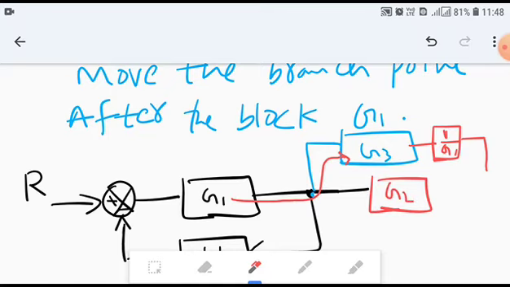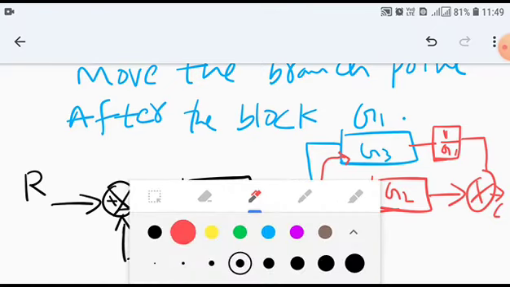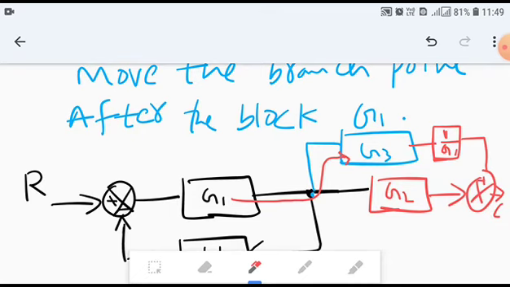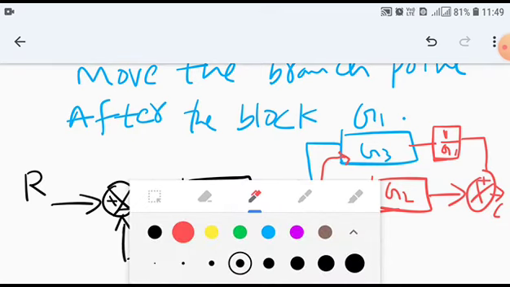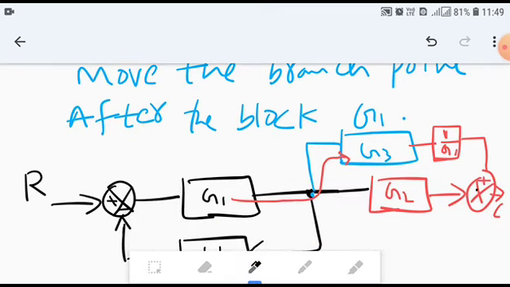So you have to remember that whenever we move the branch point or takeoff point after the block, we have to introduce a new block of 1 by G1, so that the effect of G1 will be cancelled. We want to move the branch point without disturbing our signals. That is important. So that's why we added 1 by G1.